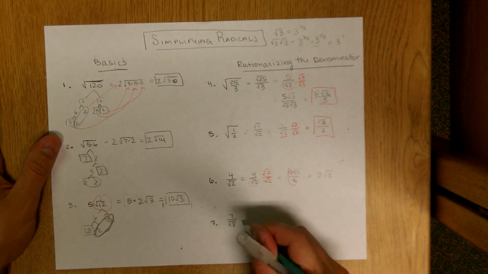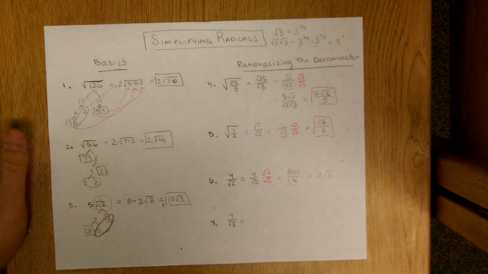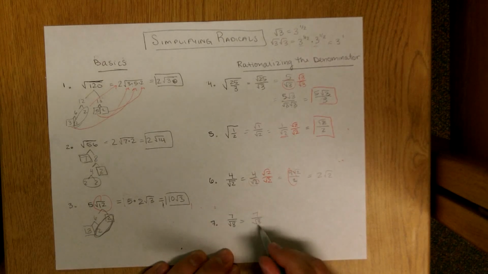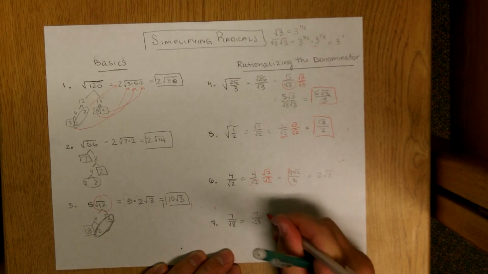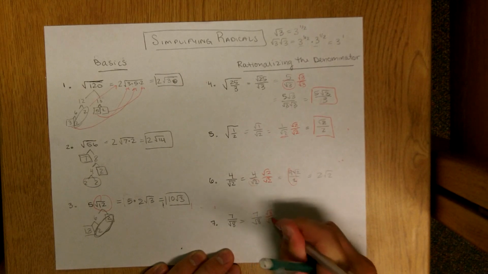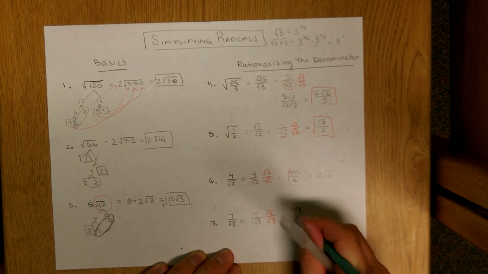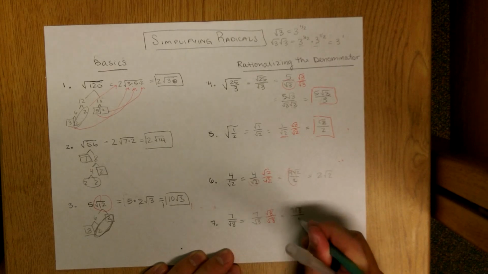Let's look at this next one. 7 over the square root of 8. So to get rid of this denominator of square root of 8, I'm going to multiply it by 1. So square root of 8 over 8. That's going to equal 7 square roots of 8 over 8.